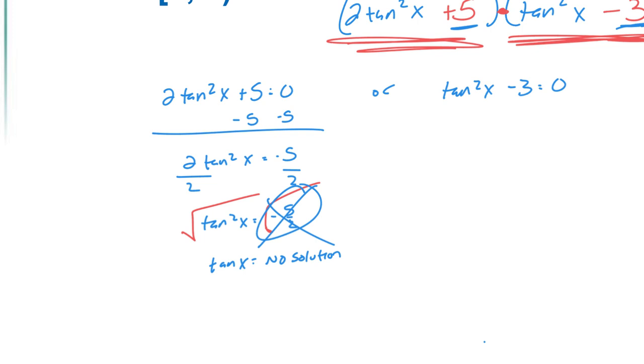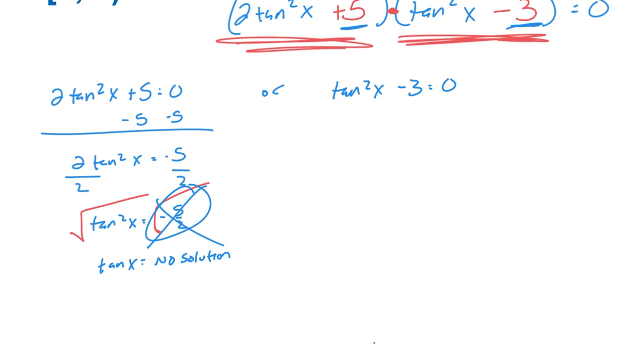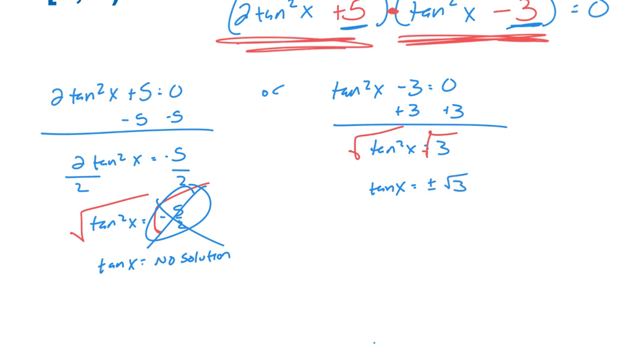Wah, wah. All right. On the other side, however, we'll add 3 to both sides of the equation, and we get tangent squared of x equals 3. Then we'll take the square root of each side, and we get that the tangent of x equals plus or minus the square root of 3. And again, tangent of x has a period of pi, so we're going to make our coordinate plane here.